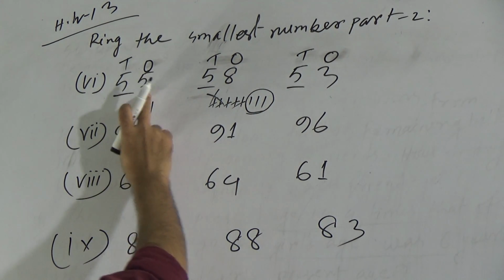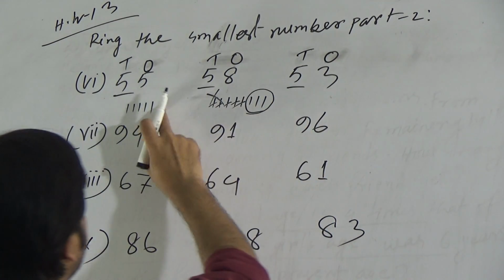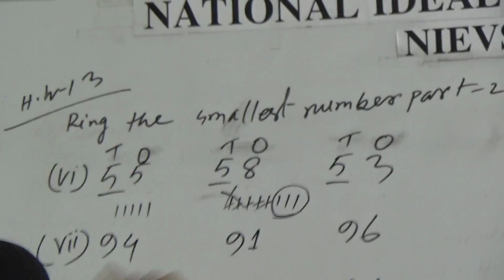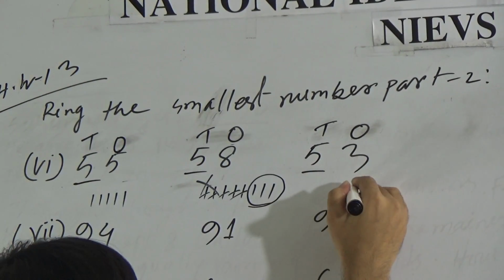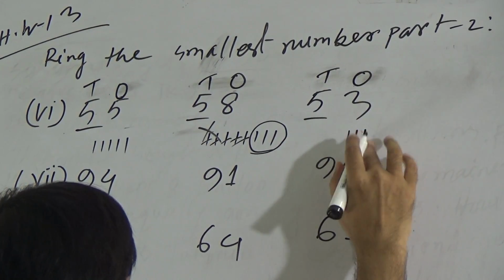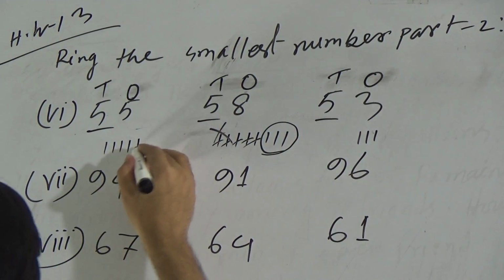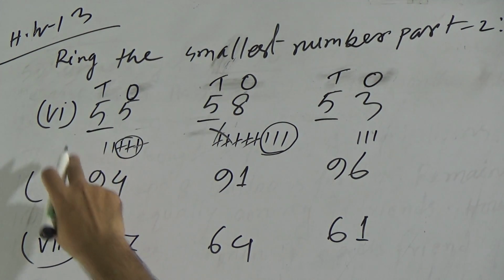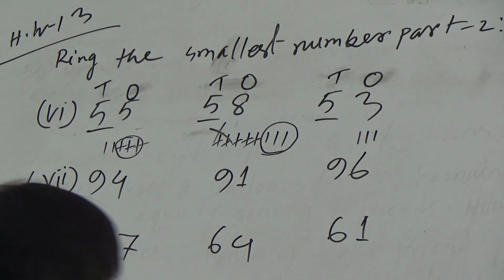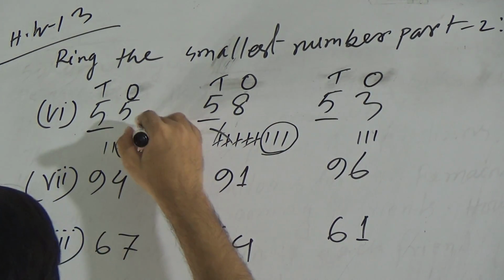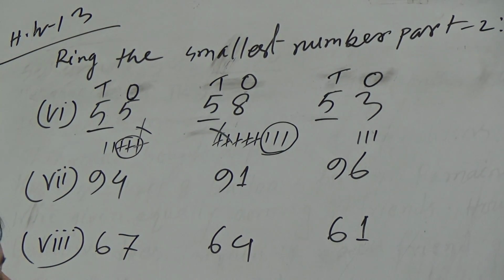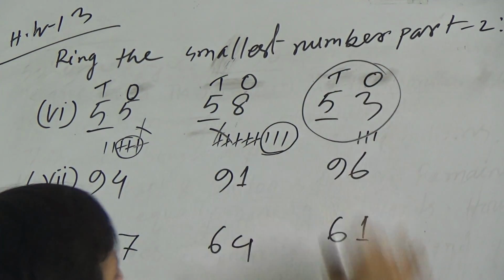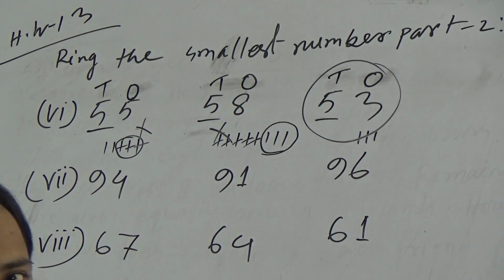So we have to compare now 55 and 53. To compare these two, ones place is 5. So we can use 5 sticks here. Now we can use here 3 sticks. 1, 2, 3. 1, 2, 3. Now we can cut this 3. So we can say 2 sticks more in 55. It means that 55 is larger and 53 is smaller. As this is larger, we can take this one. So we have to consider 53 as smallest number. So use the circle in 53.